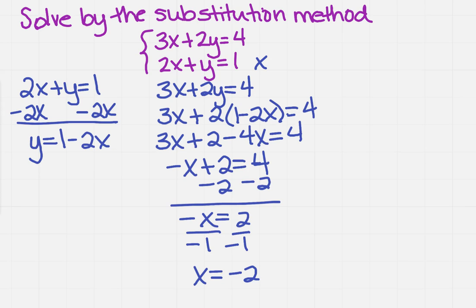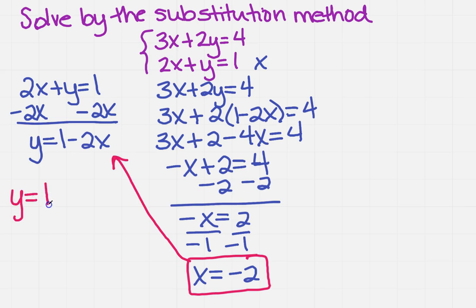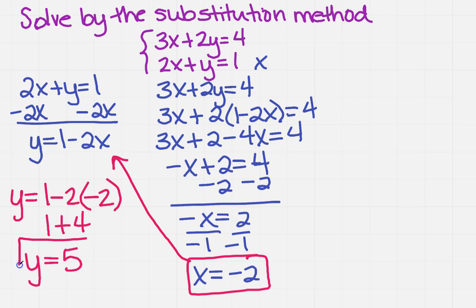Now what I'm going to do is take the value that I just obtained and plug it back into what I'd already said y was. So I'm going to get y equals 1 minus 2 times -2, so 1 plus 4, so y is going to equal 5. Now, are you 100% sure that that's correct? You always have to say, no, I'm not.